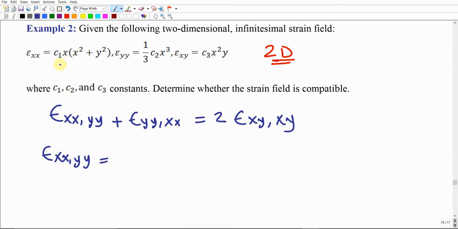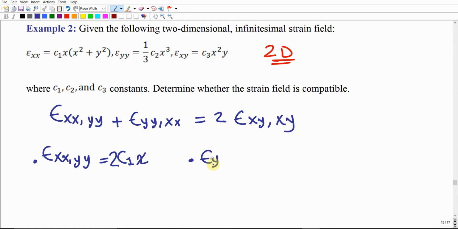So we do have C1 times x as a constant, a common factor, right? Because we are differentiating with respect to y. So the first term has no derivative with respect to y, but the second derivative of y squared with respect to y gives 2y, then 2. So this is going to give us just 2, right? Because the first derivative is 2y, the second derivative is going to be 2. So it means that epsilon xx comma yy is going to give us at the end 2 c1x, right?